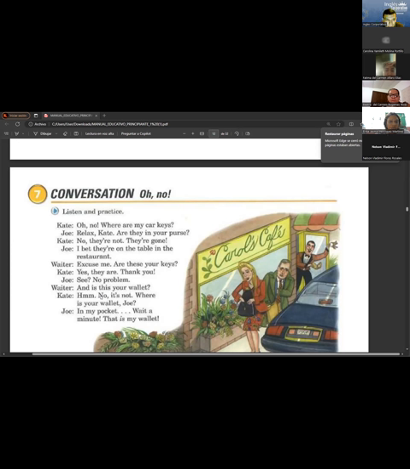Okay, muy bien. Un voluntario para Kate. Volunteer for Kate. Yo. Excellent. Volunteer for Joe. Sí, vámonos. Excellent. Volunteer for the waiter. Excellent. All right. Let's start.